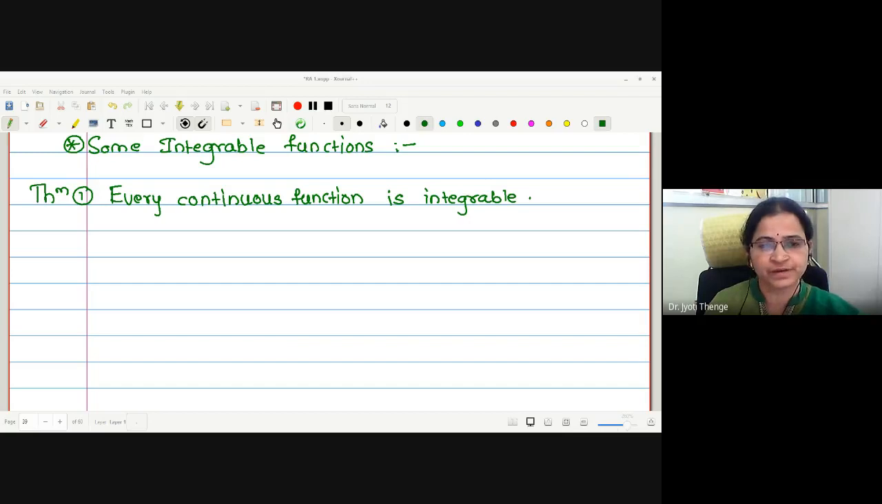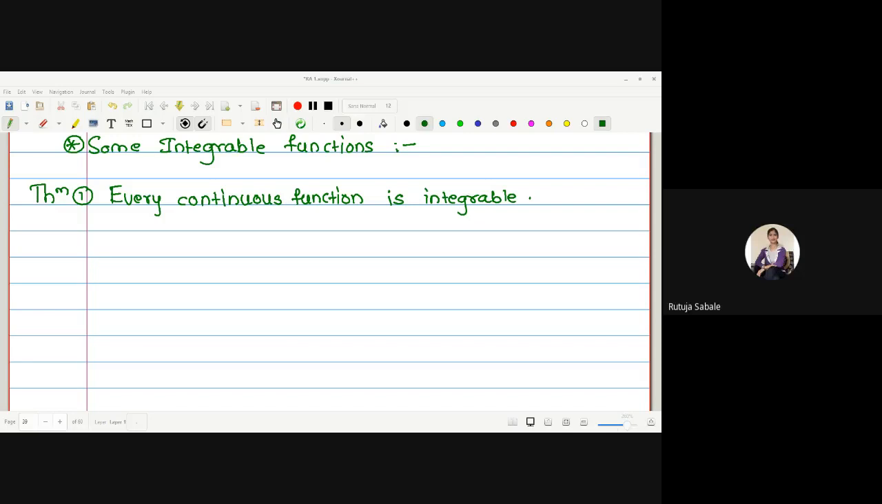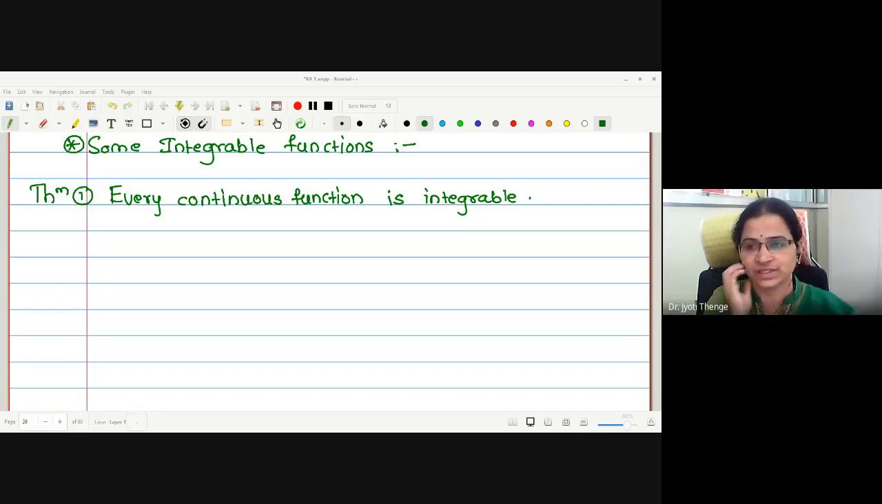The statement we have written is: every continuous function is integrable. My question is whether it means that a discontinuous function is not integrable. Whether it's so, someone has to reply to me. Either it is correct or not, doesn't matter. Try to answer. No, ma'am, it is not.